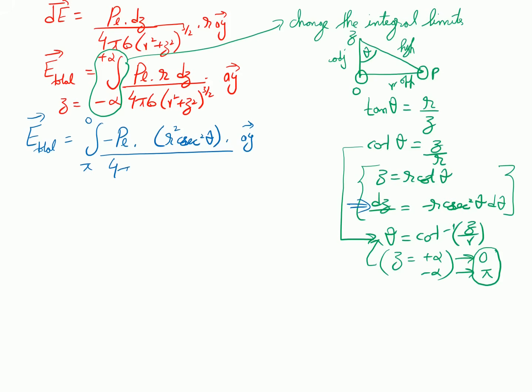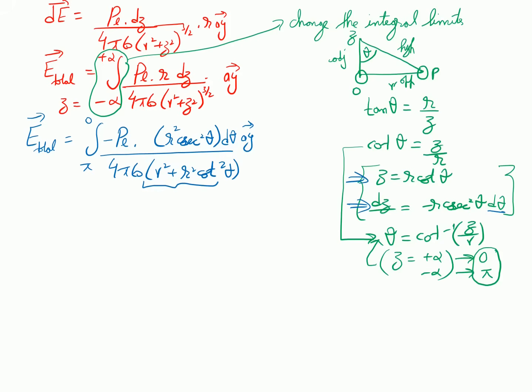Then I have 4 pi epsilon. Here r square will be as such, and the value of z is to be incorporated. That is going to be r square cot square theta, and then we have d theta. So this is r square and cot square theta, and I think I missed d theta for this side when I incorporated the value of d of z. So d theta is also into this. So this is now the equation when I have input everything.